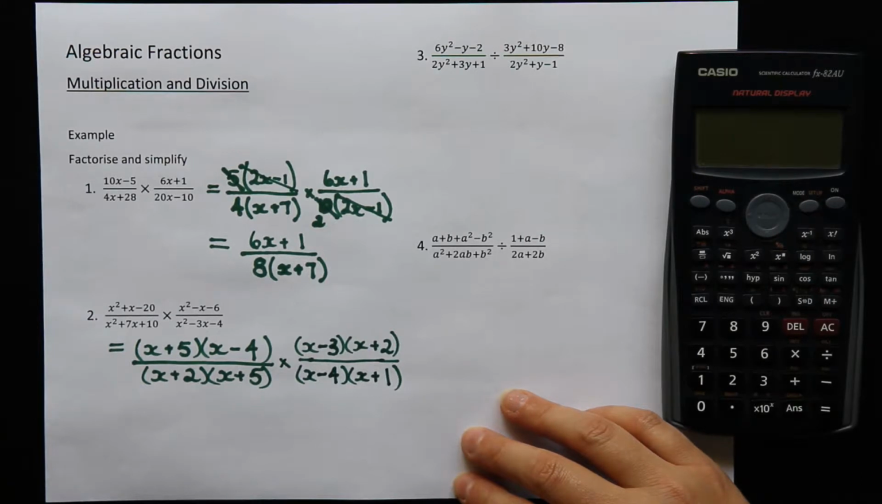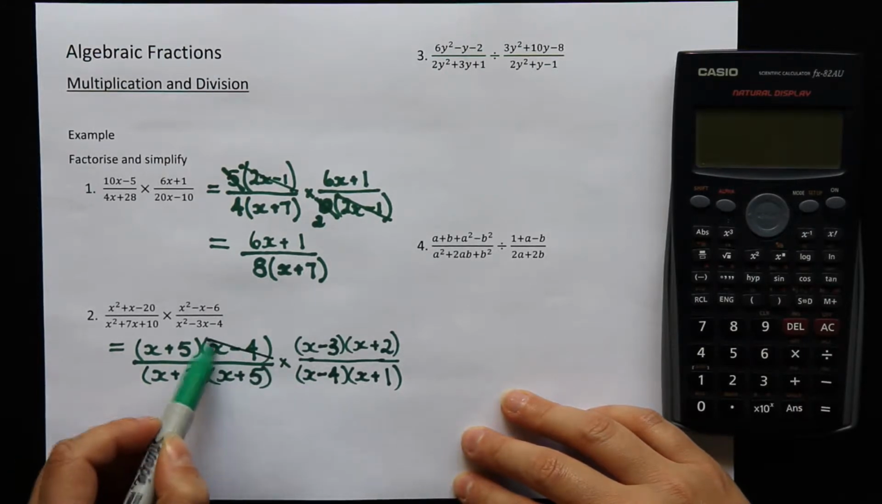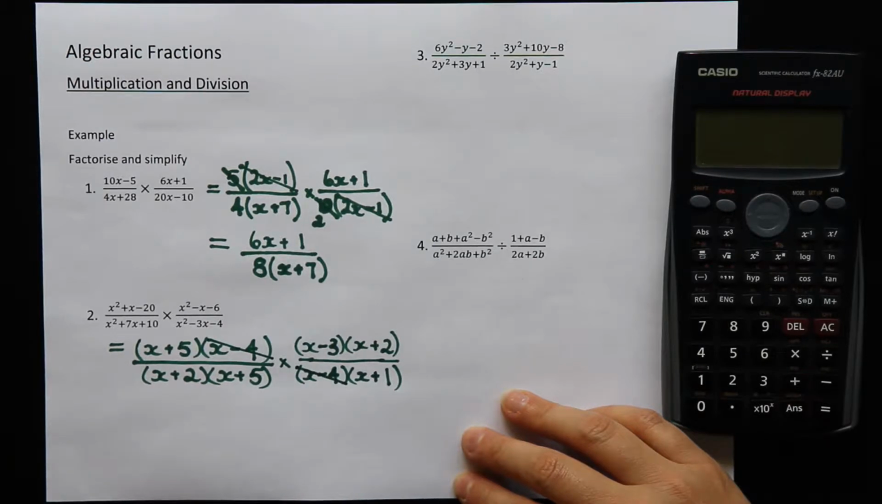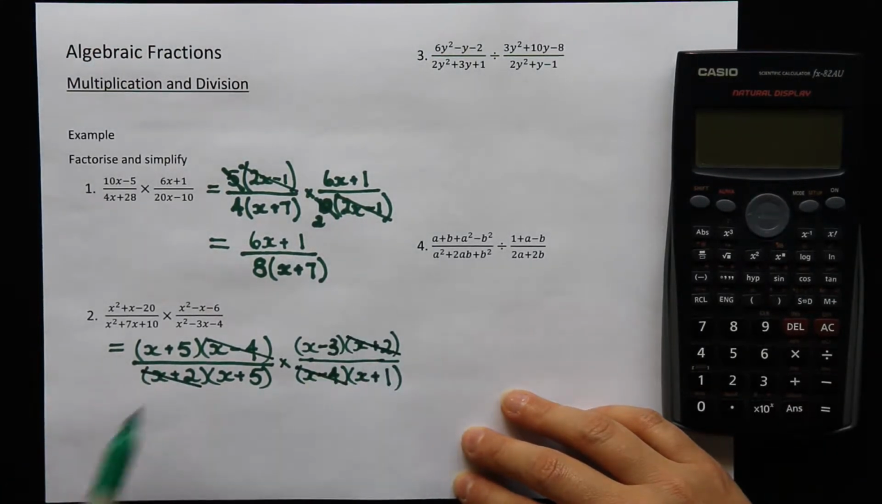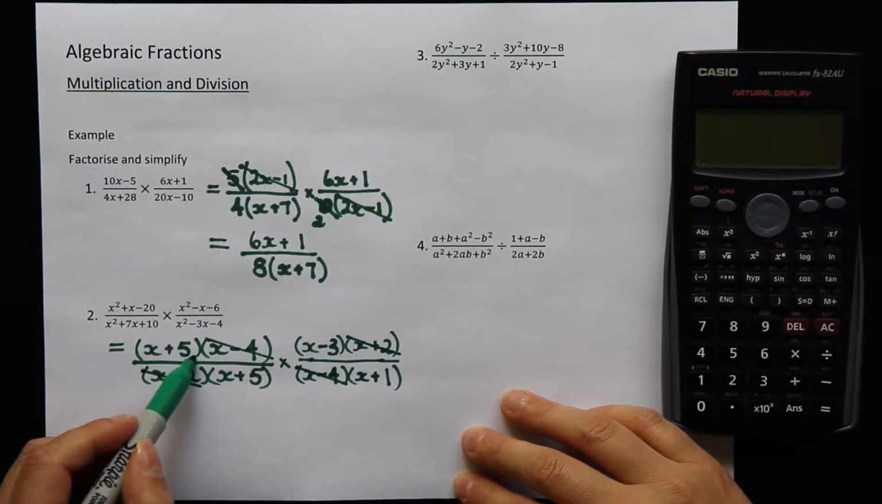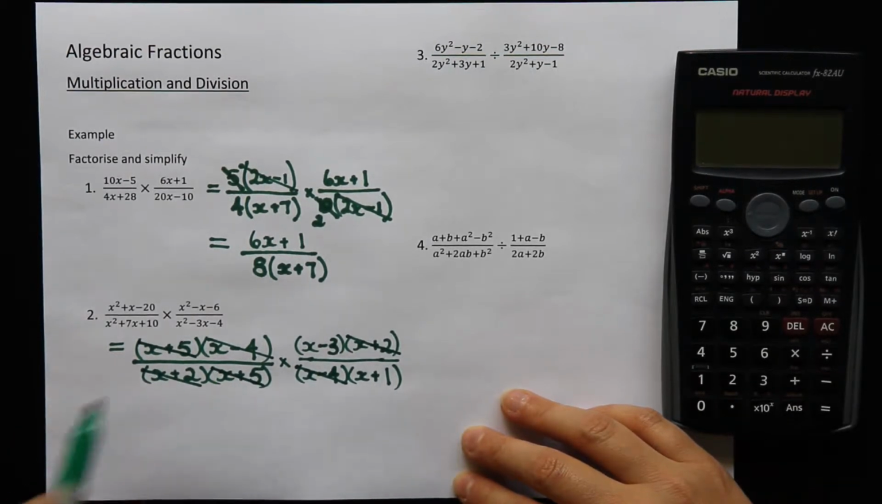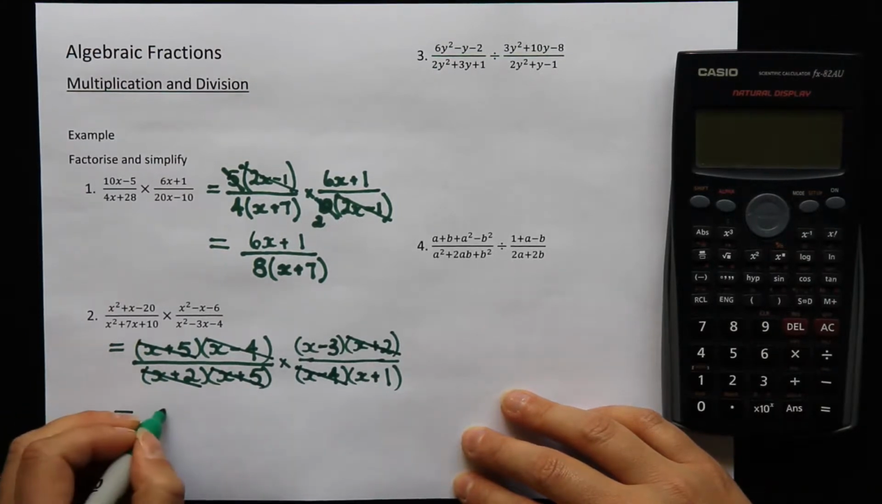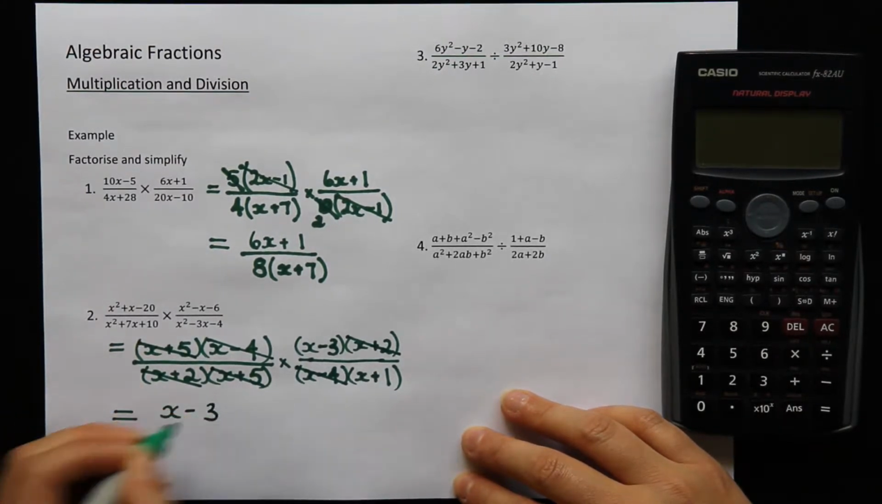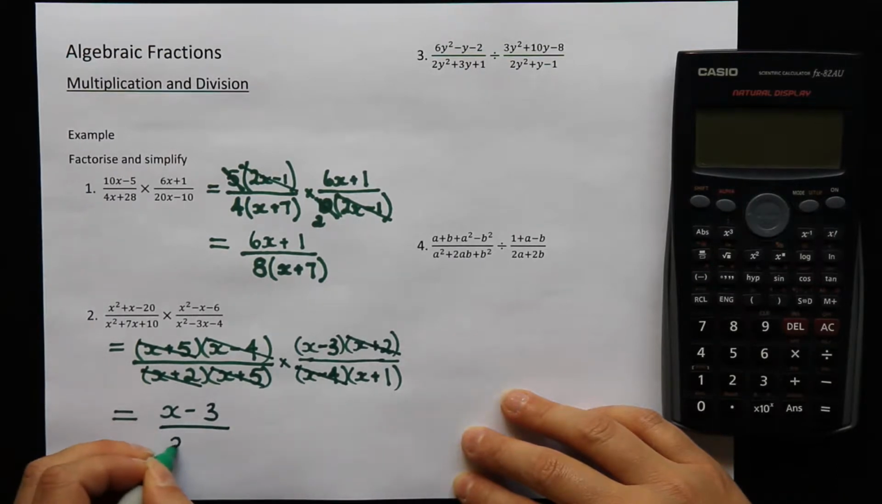Okay, now that everything is factorized, we need to cancel off anything the same on the top with something on the bottom. So x minus 4 and x minus 4 will disappear. x plus 2 on the bottom, x plus 2 on the top. An x plus 5 and an x plus 5 cancels off. So there's lots of cancelling. All that is left is an x minus 3 on the top and an x plus 1 on the bottom. It's done.